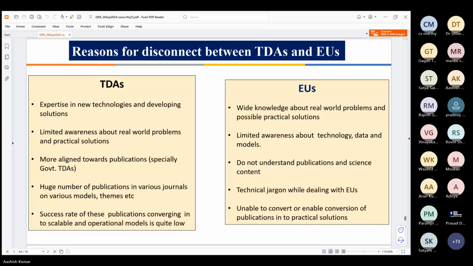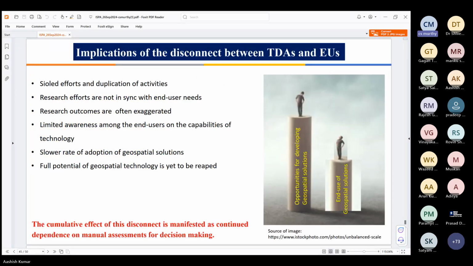Next, please. So what is the implication? What is the impact of this gap? It's very, very clear. It is obvious.